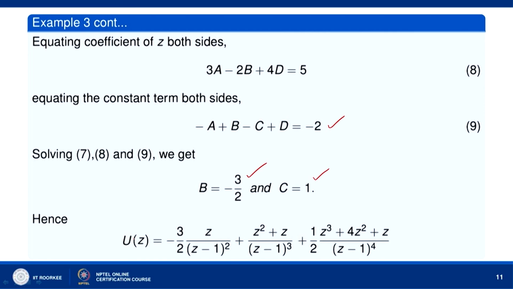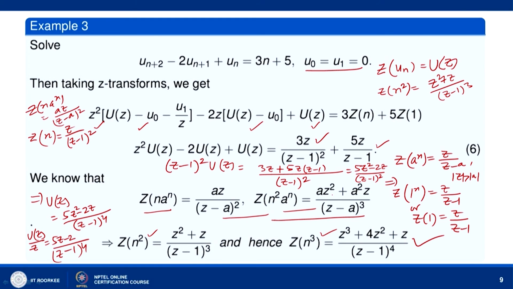So, inverse z transform of U z, z inverse of U z we have to find. This is equal to u n. So, u n will be equal to minus 3 by 2. This is z transform of n. So, minus 3 by 2 into n. Plus this is z transform of n square. Z transform of n square is z square plus z over z minus 1 whole cube.